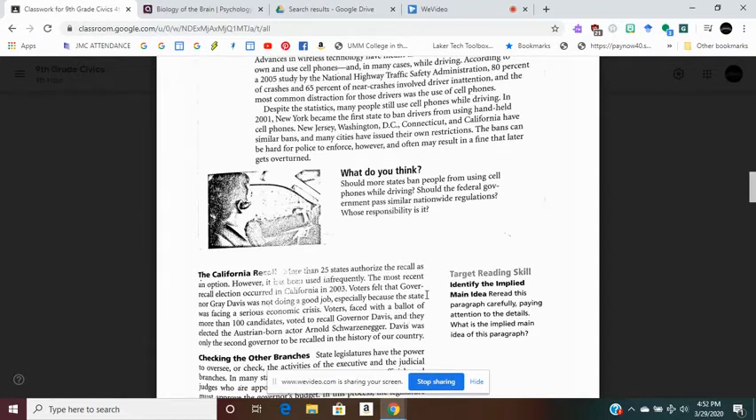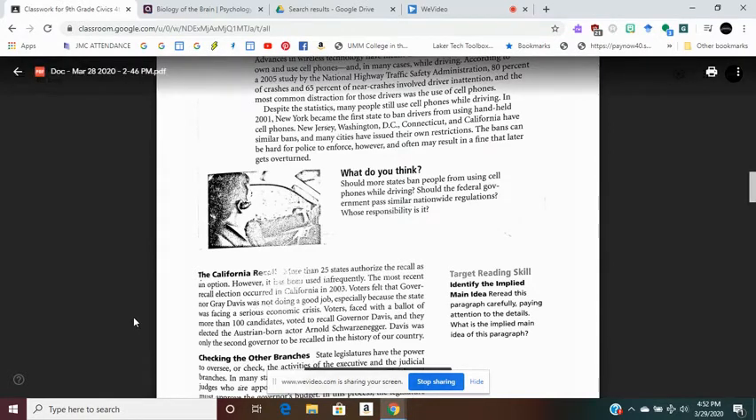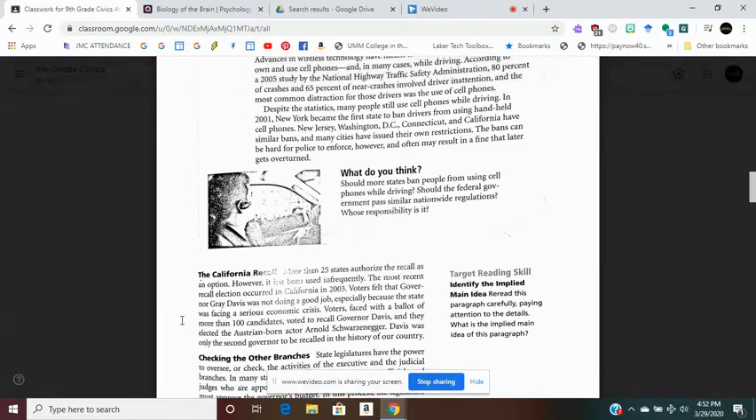Voters felt that Governor Gray Davis was not doing a good job, especially because the state was facing a serious economic crisis. Voters faced with a ballot of more than 100 candidates voted to recall Governor Davis, and they elected the Austrian-born actor Arnold Schwarzenegger. Davis was only the second governor to be recalled in the history of our country.